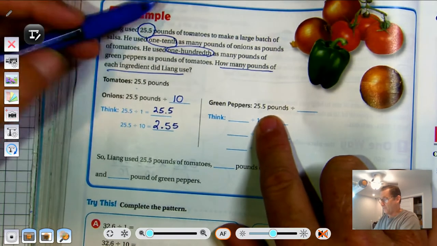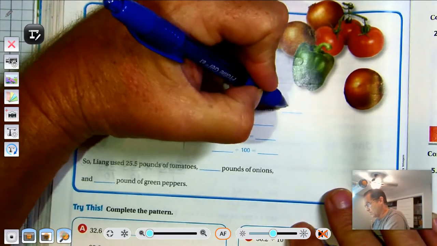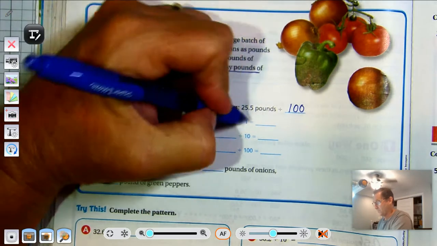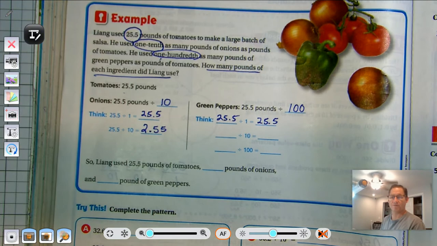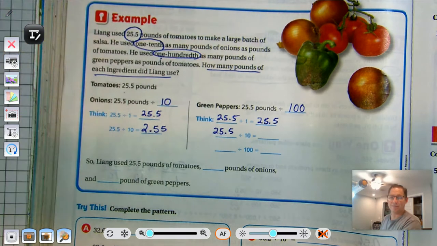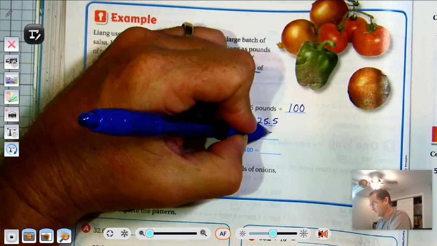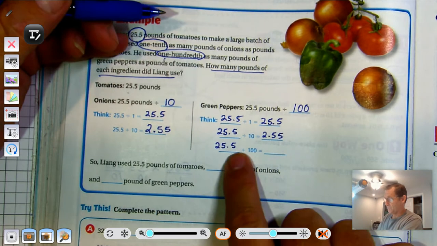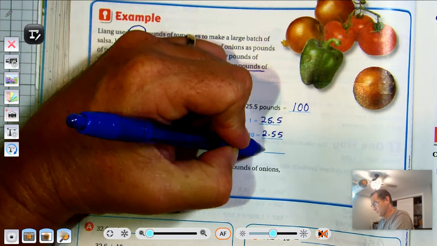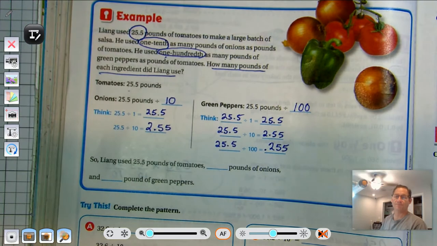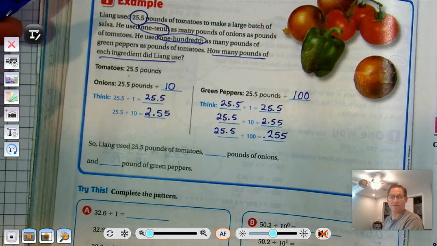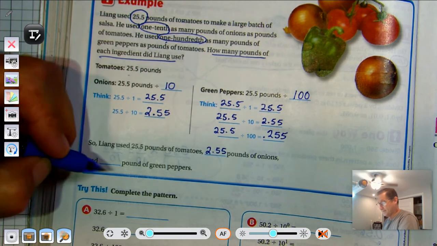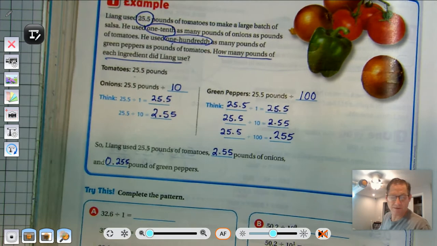Now we also know that the green peppers are 1/100th. So he's going to divide by 100. So 25 and 5/10 pounds divided by 100. Again, if we're just looking at patterns, 25 and 5/10 would just be 25 and 5/10 if we divide by 1. If we take that same number and instead divide by 10, you'd move the decimal point 1 place to the left, and we'd have 2 and 55 hundredths. If we took 25 and 5 tenths and divided by 100, we take the decimal point and move it 2 places to the left. So we'd wind up with 0.255. So Liang used 25 and a half pounds of tomatoes, 2 and 55 hundredths pounds of onions, and 255 thousandths pounds of green peppers.